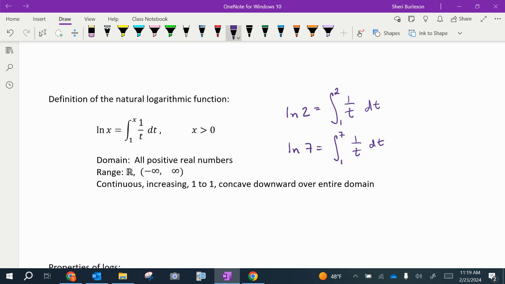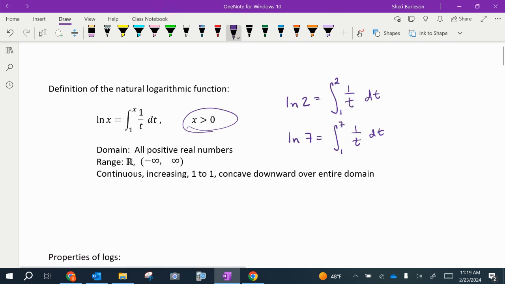So if we remember about natural logs, the domain is all positive real numbers. Its range is from negative infinity to positive infinity. And then the function is also continuous. It is increasing over the entire domain. It is one-to-one, and it is concave down. All of those are true over its entire domain.